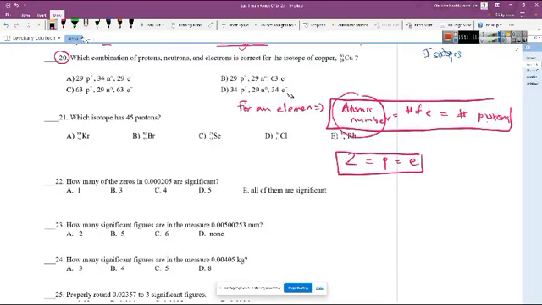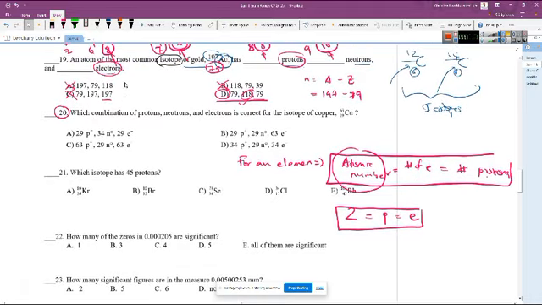So again, this is similar to the previous question that we discussed just now. In the previous question we were talking about gold, but here we are going to talk about copper, right? So copper means Cu, and Cu is a 3D transition element.